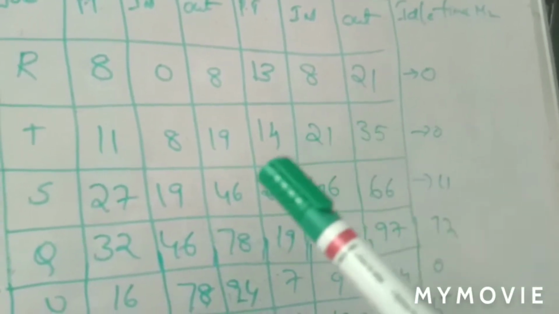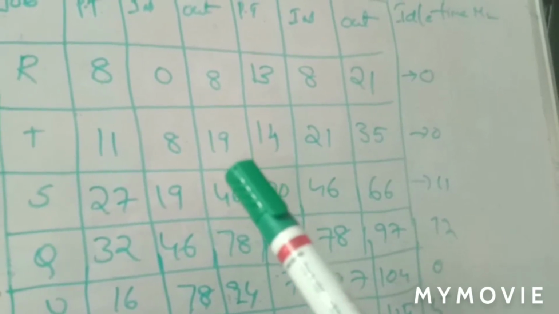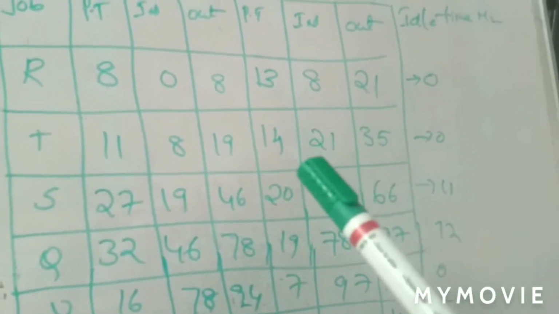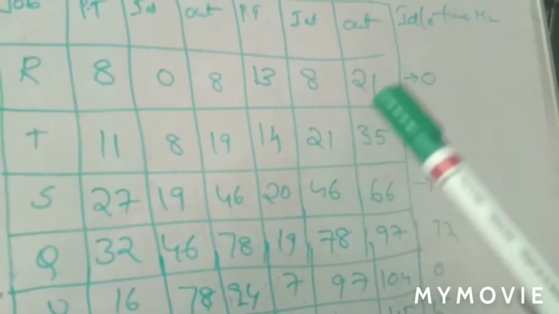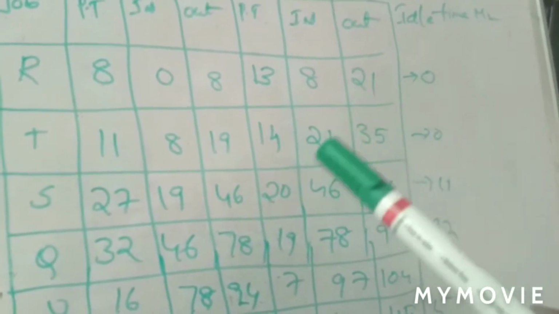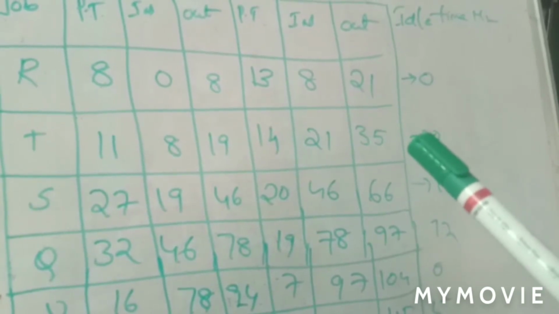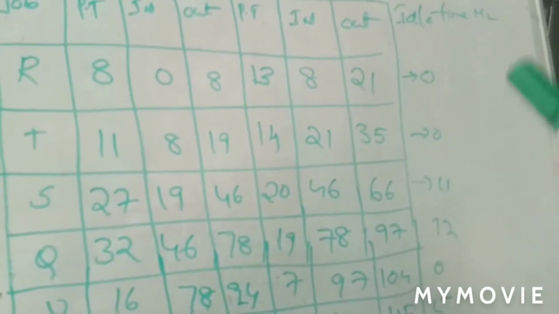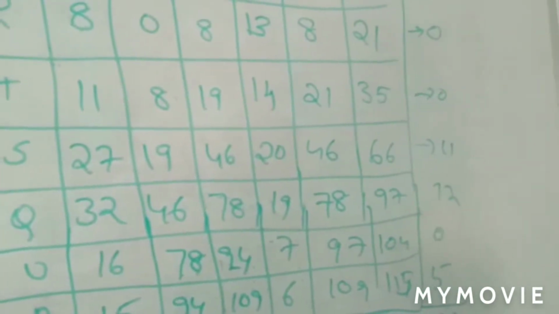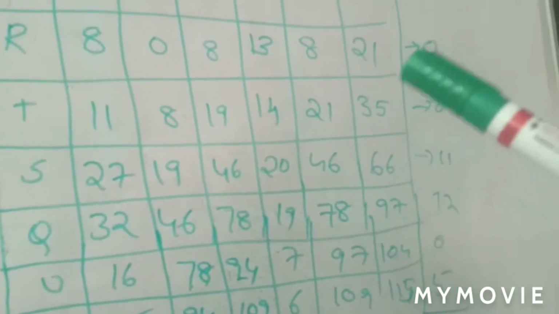Why? Because in machine 1 the out time is 19, but in this case the processing time is 21 only. So automatically 21 minus 21 equals 0. You can check it: 21 minus 21 equals 0. Right, very good, fine. Next, here 35 is the out time.